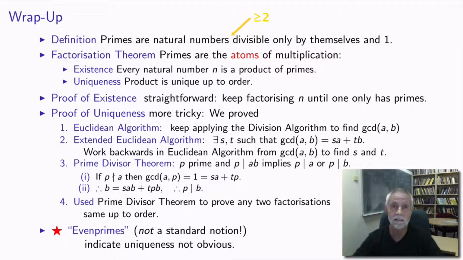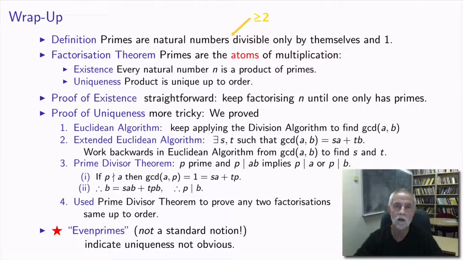However, the proof of the uniqueness was not so straightforward, and it introduced a number of interesting ideas which are useful in other situations. In particular, we first proved the Euclidean algorithm. The Euclidean algorithm was a means of finding the greatest common divisor of two integers a and b without actually factorising the integers a and b. And this is very useful later on when we're having to deal with very large natural numbers with, say, 300 digits or so. The extended Euclidean algorithm then followed from the Euclidean algorithm.